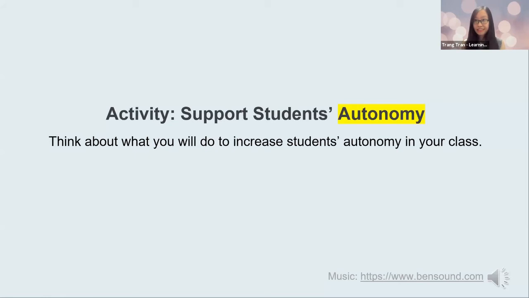Okay, so now it's the activity for you all. Think about what you will do to increase students' autonomy in your class. As I mentioned, project-based learning is just one method. Another one is designing different learning paths with different learning tracks, like using GradeCraft as a learning management system. If you cannot use GradeCraft, then I think Google Spreadsheet is another way you can design different tracks for students to go, as long as they are the ones who can make the decision.